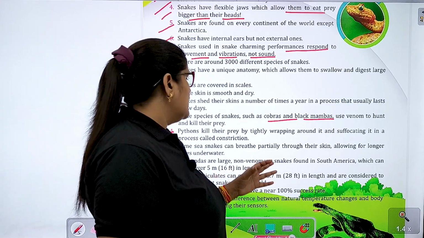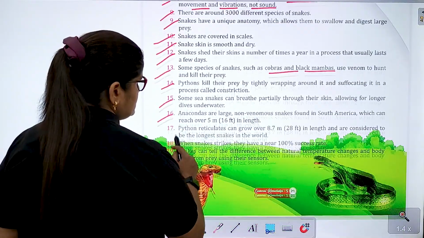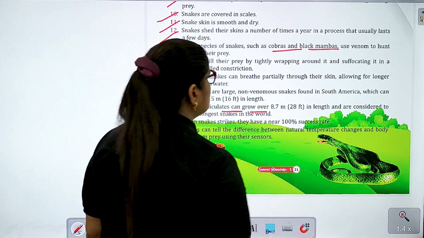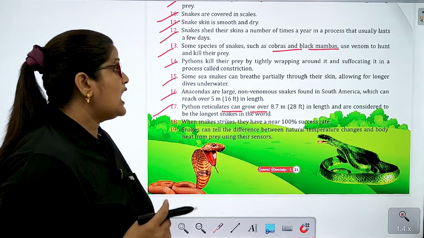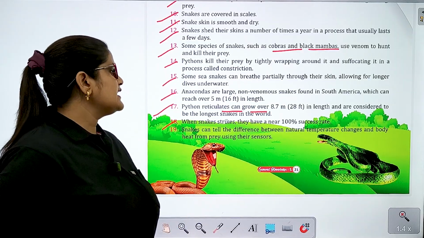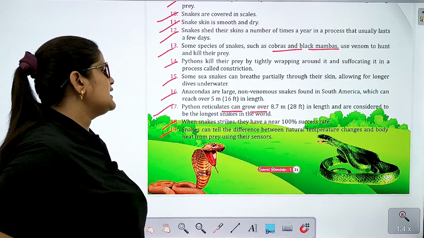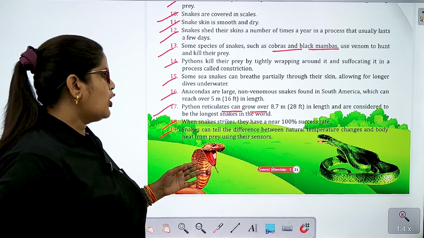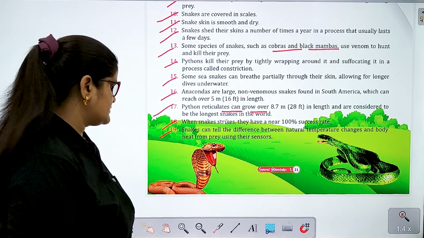Anacondas are large non-venomous snakes found in South America, which can reach over 5 meters, 16 feet, in length. Reticulated pythons can grow over 8.7 meters, 28 feet, in length, and are considered to be the longest snakes in the world. When snakes strike, they have a near 100% success rate. Snakes can tell the difference between natural temperature changes and body heat from prey using their sensors.